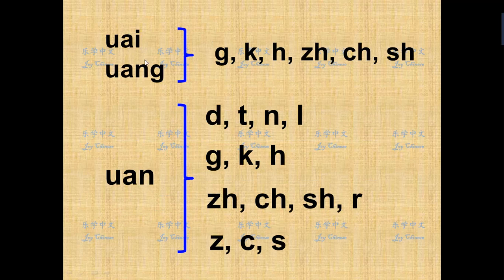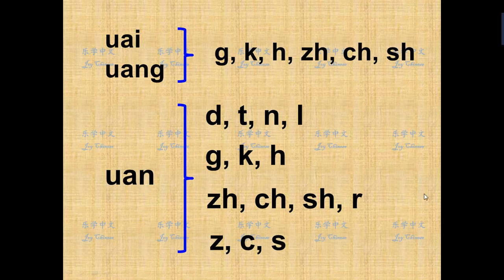Both uai and uang can be combined with ge, ke, he, zhi, chi, and shi. And the uang has more combinations. De, te, ne, le, ge, ke, he, zhi, chi, shi, zi, si.